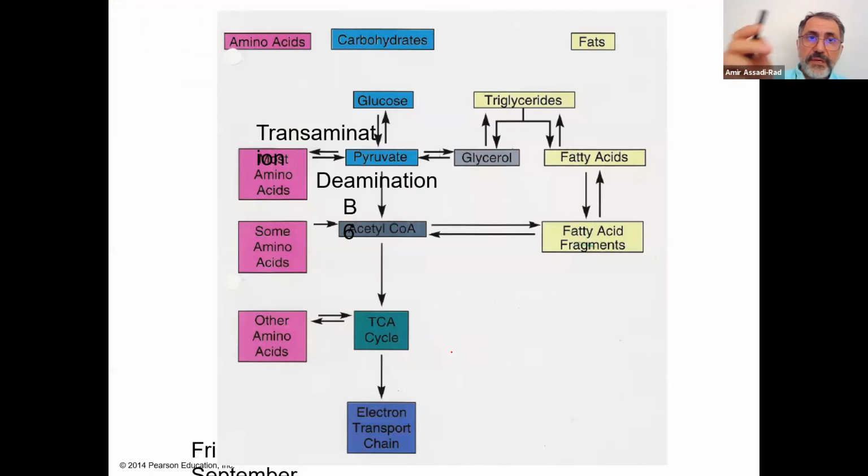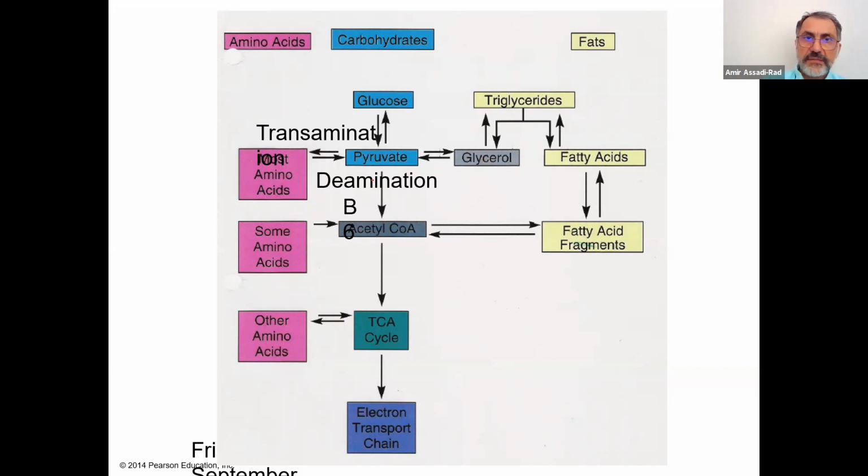I like this one because it shows you that pyruvate can become glucose, glucose can become pyruvate, pyruvate can become acetyl-CoA, acetyl-CoA cannot become pyruvate. Very important. Some amino acids can become pyruvate, and then pyruvate can become amino acids. It's a two-way street. And then some amino acids become acetyl-CoA. Acetyl-CoA cannot become amino acids. Acetyl-CoA cannot become pyruvate. And some other amino acids can become intermediates of the Krebs cycle.